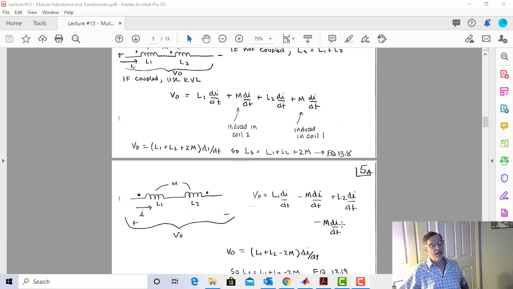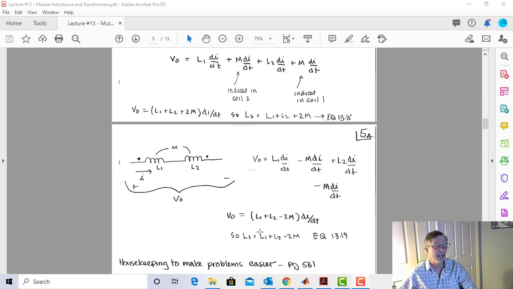And again, I'm going to have a negative sign. So if I factor di/dt out, I get (L1 + L2 - 2M) di/dt. And we can see that in the series opposing configuration, the inductance is actually less than what we would get if we just combined the uncoupled inductors in series.